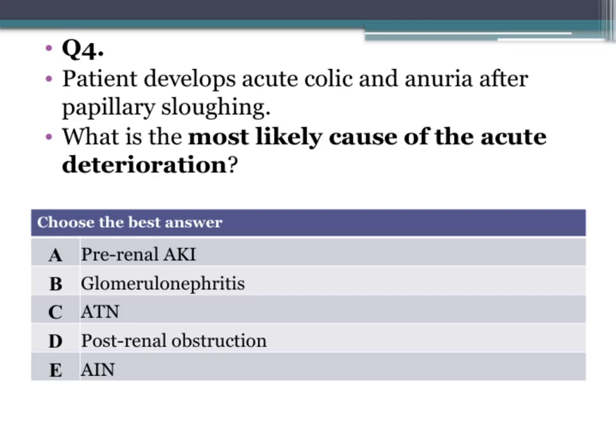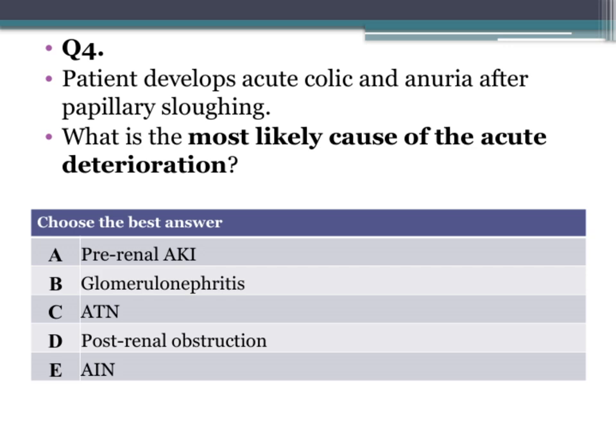All right, let's look at this scenario. We have a patient who develops acute colic and anuria following papillary sloughing. Now, papillary sloughing, as you may recall, involves the shedding of the renal papillae, which can obstruct the flow of urine. This sudden obstruction due to sloughed tissue can cause a rapid deterioration in kidney function, leading to anuria, which is the cessation of urine output. Given these clues, the most likely cause here is a postrenal obstruction.